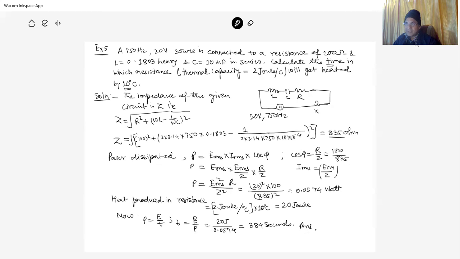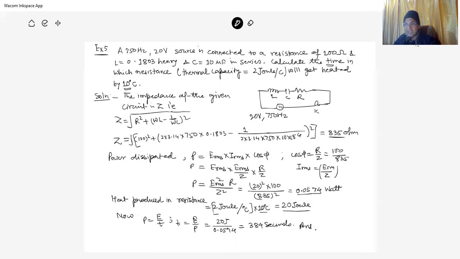So the power is E_RMS squared over Z squared into R. Substituting the values, we find the power consumed in the circuit is 0.0574 watt. Now the heat produced in the resistance is 2 joule per second into this 10 degrees, so that needs 20 joule.